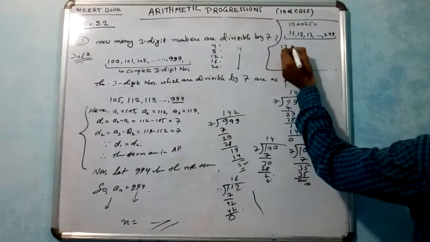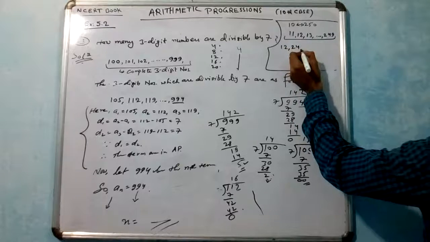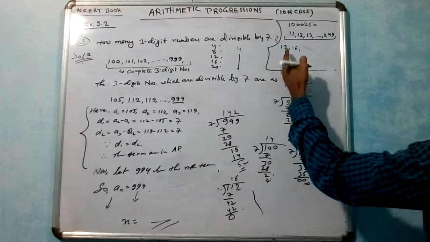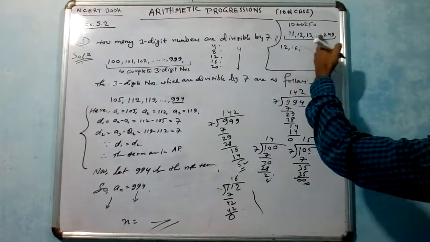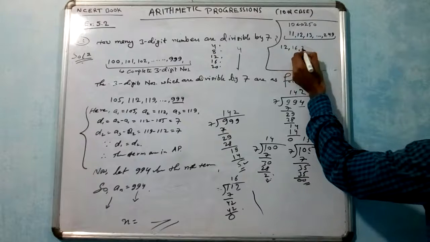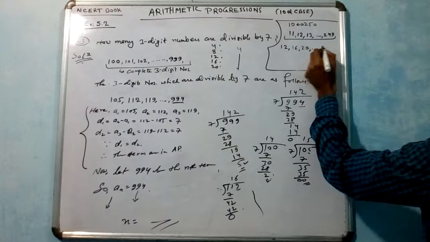Then 24 table? No man. What? 16? 4 3 12, 4 4 16. All will come, no, in that. 20. Then come to the last.